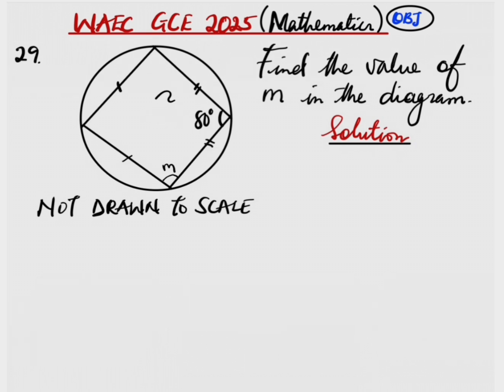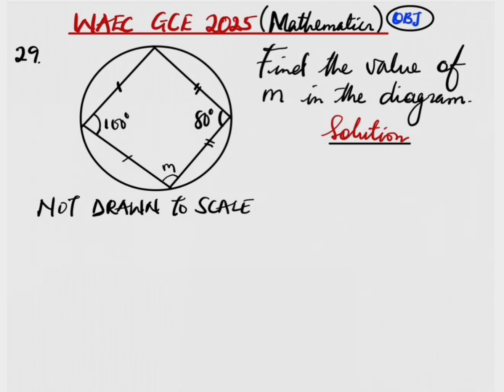They sum up to 180 degrees. So let's have an angle here. This means that this angle and this angle sum up to 180. So if we have 80 degrees on one side, the other side should be 100 degrees.